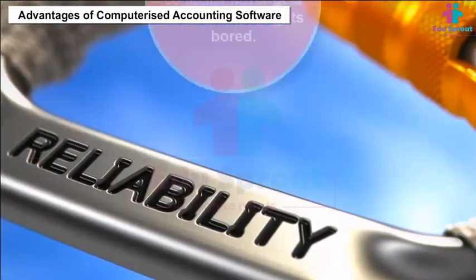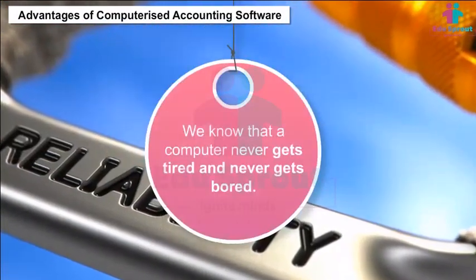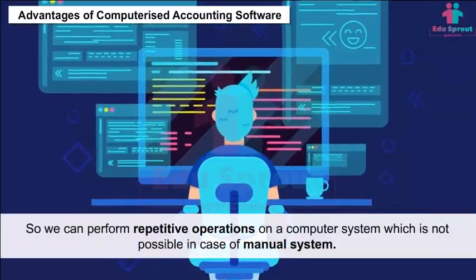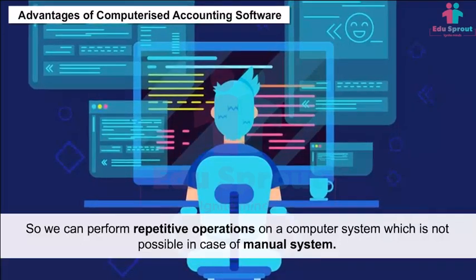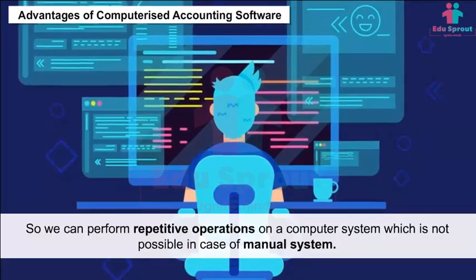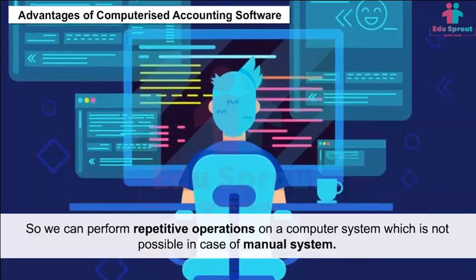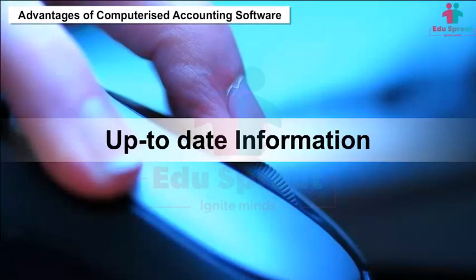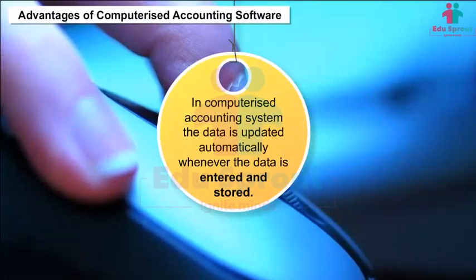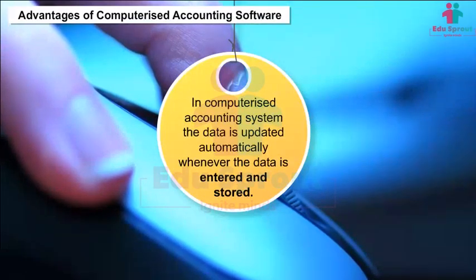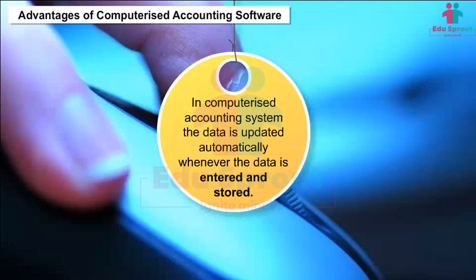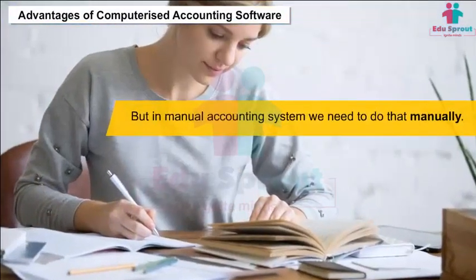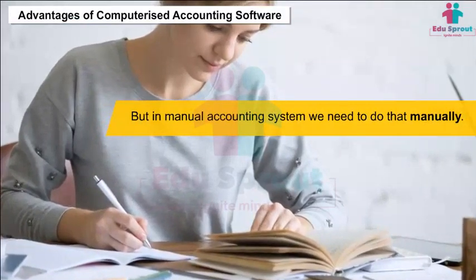Reliability. We know that a computer never gets tired and never gets bored. So, we can perform repetitive operations on a computer system, which is not possible in case of manual system. Up-to-date information. In computerized accounting system, the data is updated automatically whenever the data is entered and stored. But in manual accounting system, we need to do that manually.